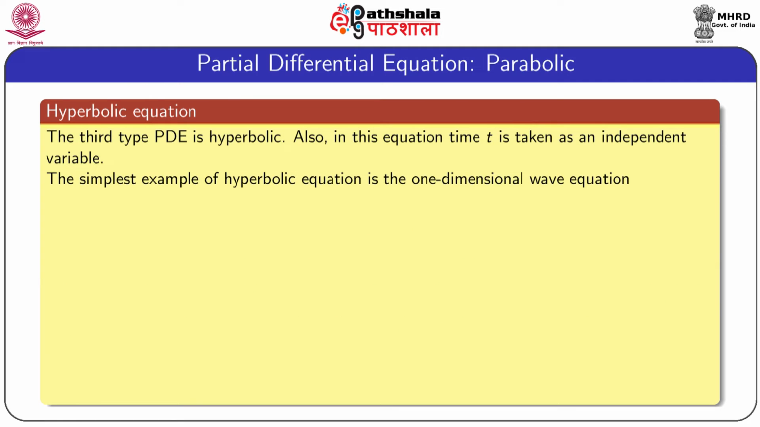Now we consider the hyperbolic partial differential equation. In this case also, the time t is involved in the equation. The simplest example of a hyperbolic equation is the one-dimensional wave equation. This is the simple form of the wave equation: the left hand side is del 2u del t2 equal to c square into del 2u del x2, where t represents time and x represents the length.